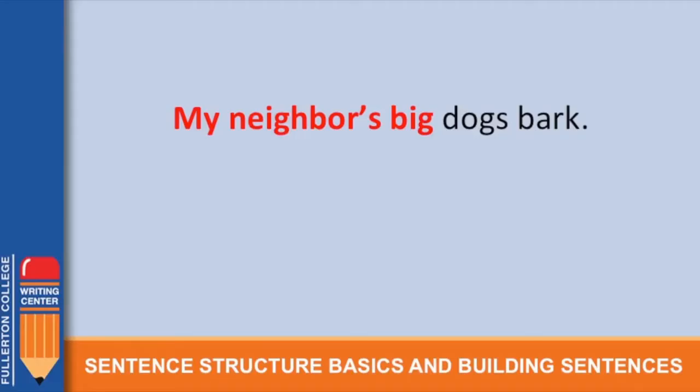So let's begin adding to the sentence to make it more interesting to read. We could start this process by adding more information about the subject, dogs. Let's tell our reader who the dogs belong to and their size. Now our sentence reads, "My neighbor's big dogs bark." While this sentence is more descriptive than the original, we can still add more information to it.